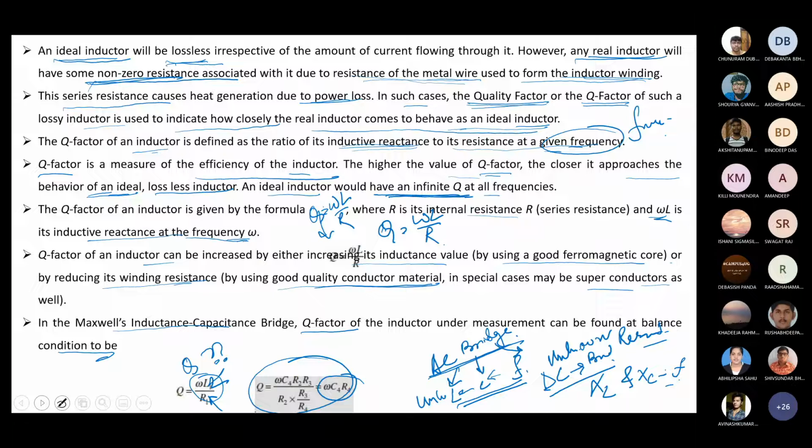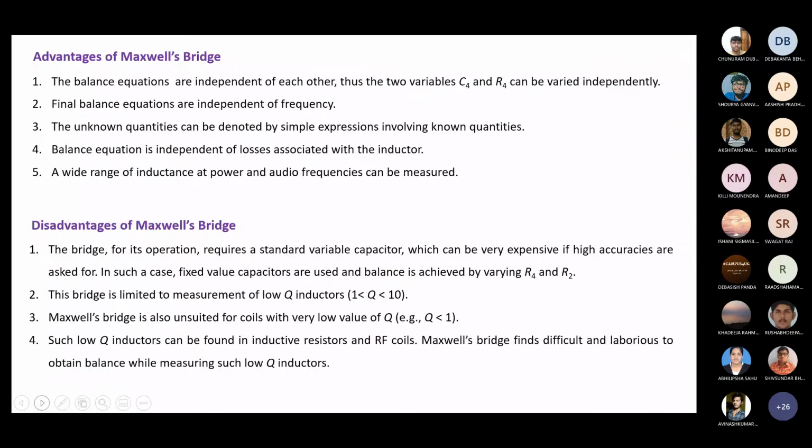What are the advantages of the Maxwell bridge? We need to know about the advantages. First, the balance conditions are independent of each other, so the two variables C4 and R4 can be varied independently. Second, the final balance equations are independent of the frequency. Whether you change the frequency or not, you will get the value independent of the frequency. The unknown quantity can be expressed by a simple expression involving known quantities.